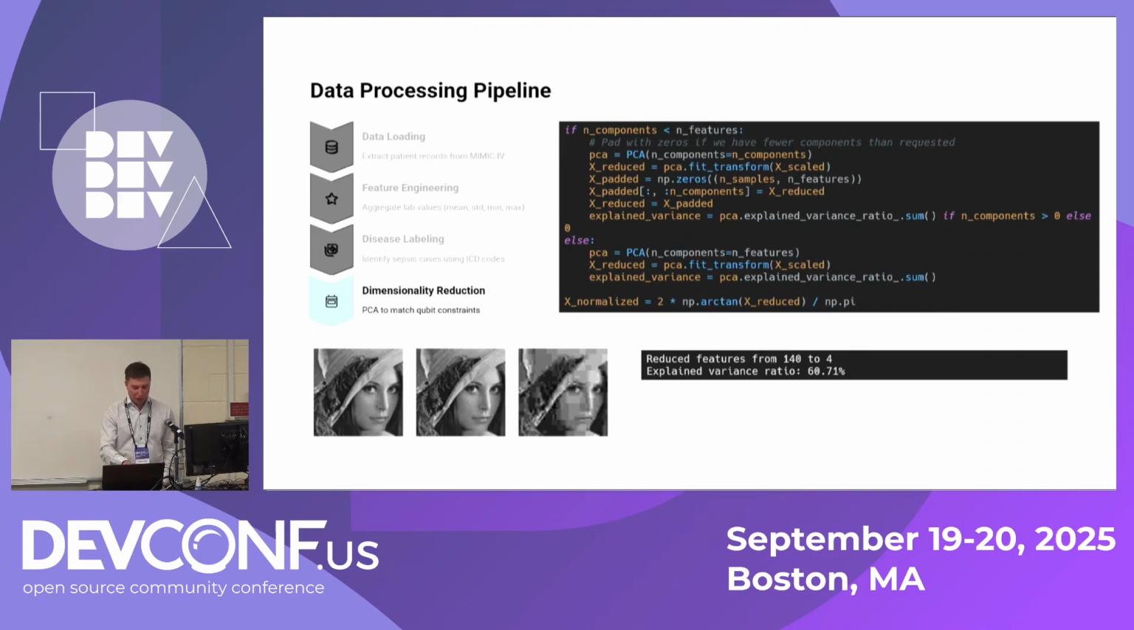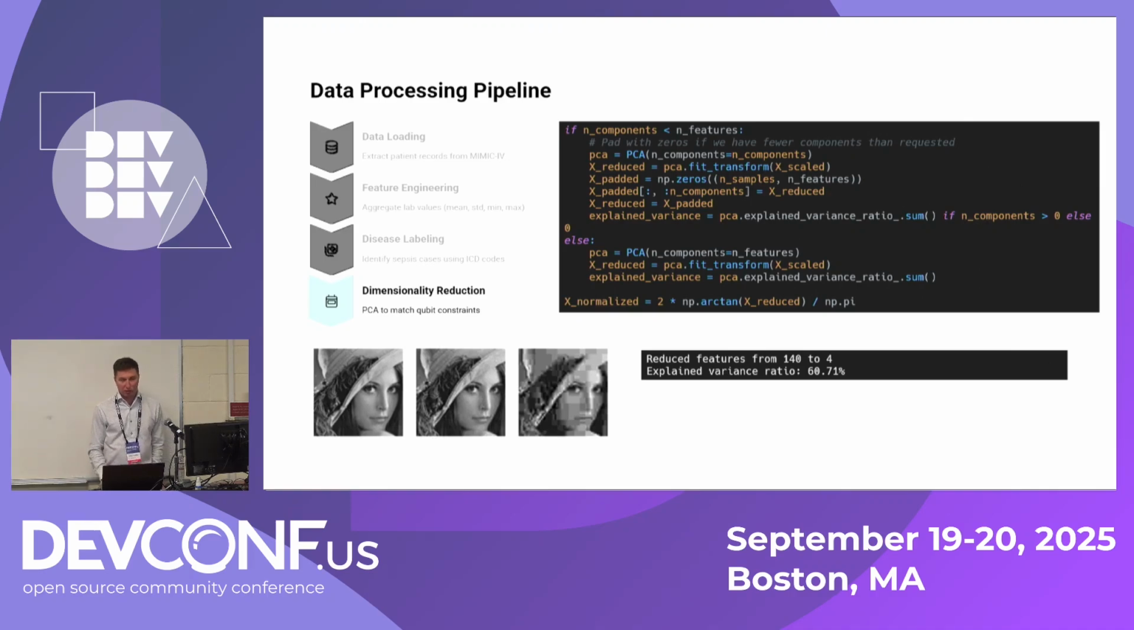But the idea is that I talked about only having 4 qubits, right? That's not a lot. You can get access to 100 qubit systems and more, but if you're doing something clever or something more real world, you probably want to have more than 4 features, right? So here I demonstrate how you might be able to do that, doing what's called principal component analysis.